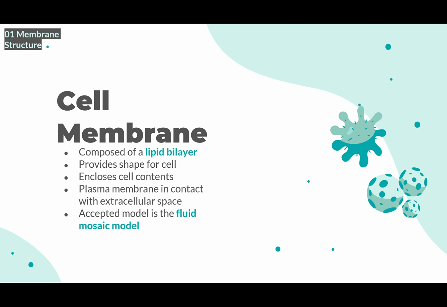So first of all, the cell membrane is composed of a lipid bilayer with proteins moving within that said bilayer, and it provides a shape for the cell, but it also encloses its contents, so it acts as a form of stability for the cell. And the plasma membrane is in contact with the extracellular space. Additionally, the accepted model is the aforementioned fluid mosaic model, although there are different models that are also used, but are not as current in science as they are supposed to be.